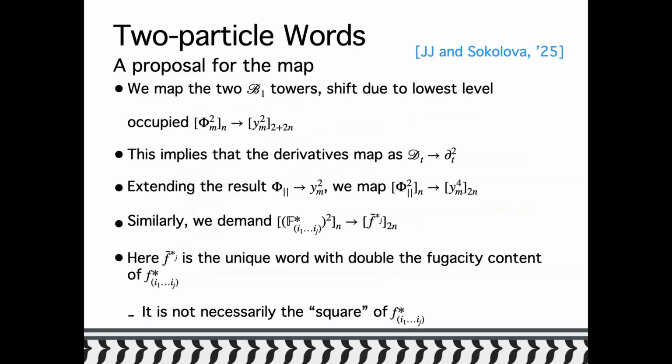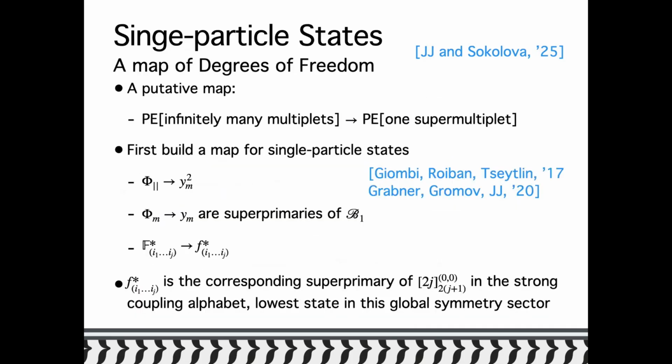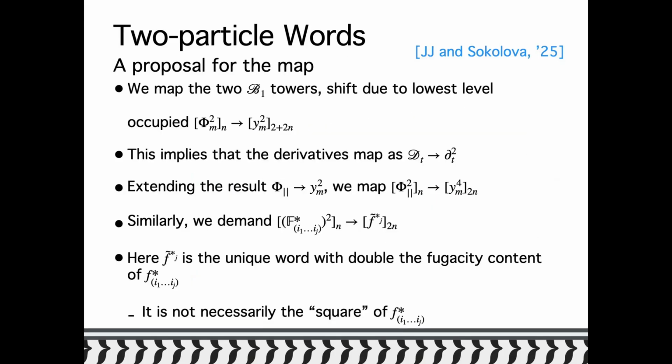What we would like, basically, is to map the entire tower of derivatives of the YM square state to a tower of derivatives acting on the phi m square state. We want to map it to the YM square tower. But the problem is that the YM square state with no derivatives acting on it is already mapped to phi parallel, as we know already from 2017. So we will somehow have to skip that state.